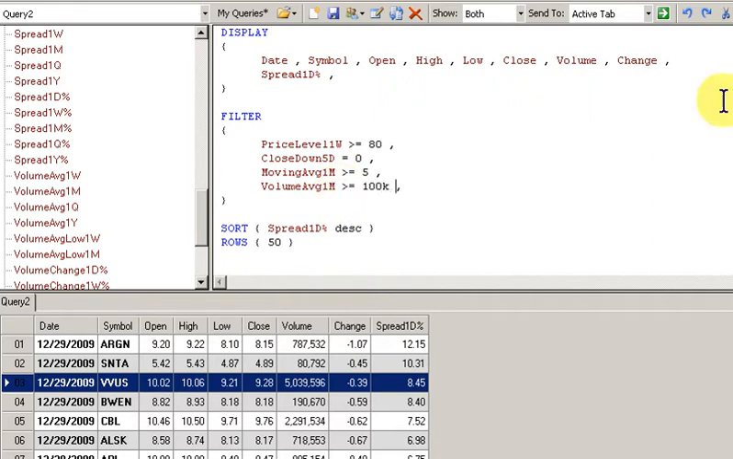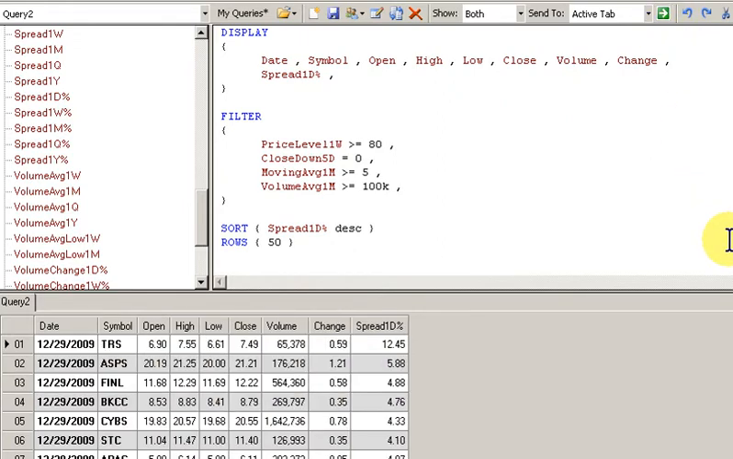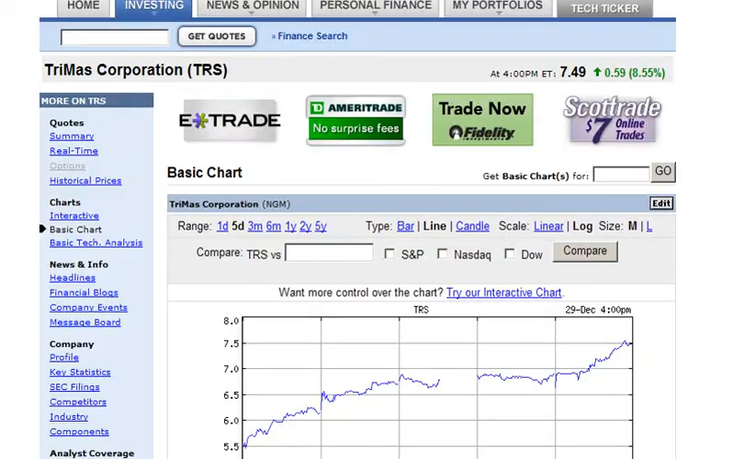Let's take a look at this first one, TRS. TRS had an open of 690. Well, that doesn't mean it's going to hold for the week. So let's see what TRS looks like on a weekly chart. TRS for the week looks like this. Bring that into view. And there's our chart for TRS for the week.